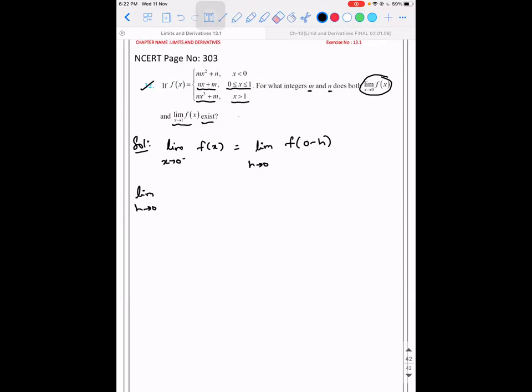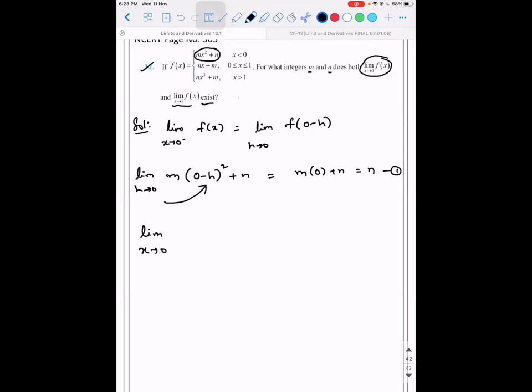So at x is equal to 0, it is split into two parts, right? Which one should I use? Zero minus means less than 0, right? Yes, I'll use mx square plus n, sir. Yes. It is mx square plus n. So m into, in the place of x, it will be 0 minus h the whole square plus n. So when you substitute h is equal to 0, it will be m into 0 plus n, which is n. Let me call this as equation 1.